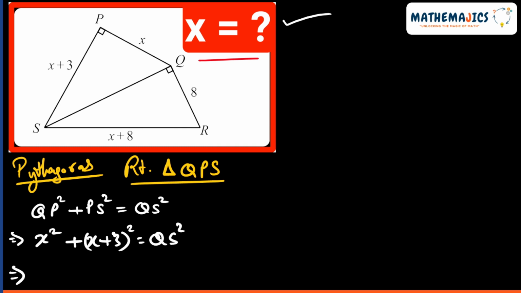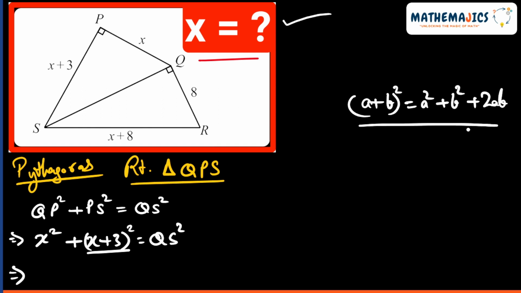Now we will be using one algebraic identity, which is a plus b whole square. It says a square plus b square plus 2ab. Okay, so we will be using this algebraic identity in the next step. So we will have QS square is equal to x square. Let's expand this bracket using this identity. We will get x square plus 9 plus 6x.